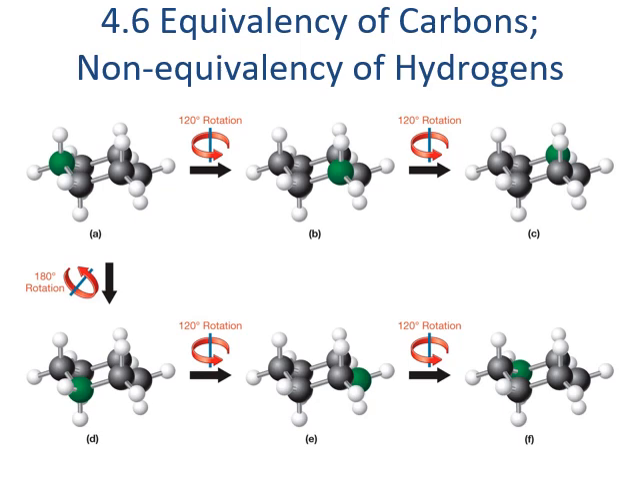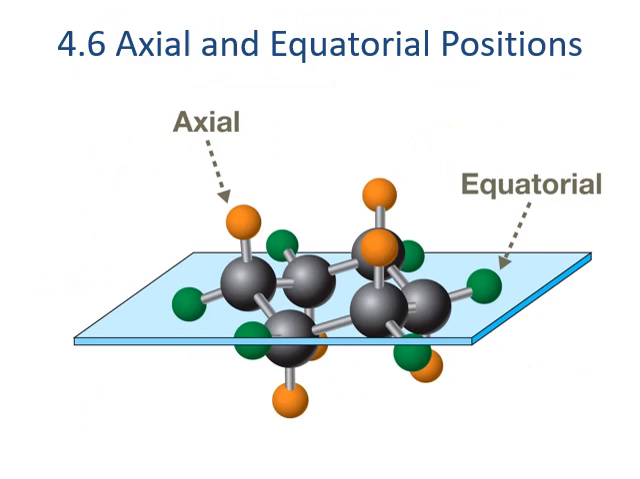So the carbons are all the same, but the hydrogens have 2 possible orientations. We define these 2 types of hydrogens in a cyclohexane as either being axial, pointed straight up or straight down, or equatorial, pointed out to the side. Think about this like the Earth. The axis of rotation is pointed roughly straight up and down, that's the axial, and the equator is around the middle, equatorial.